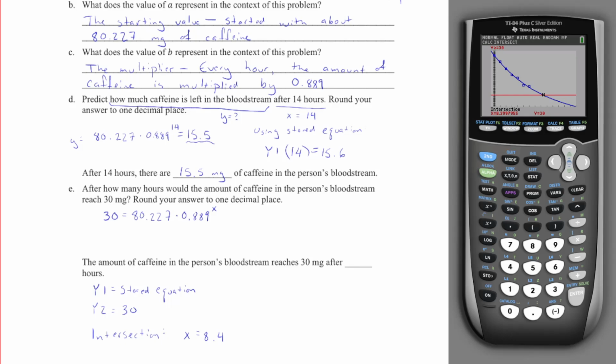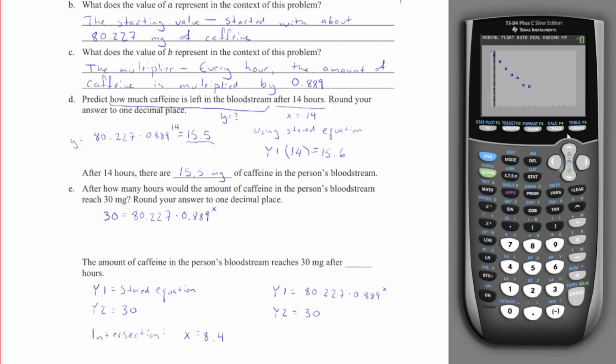Okay, now suppose just for a second that you aren't in the habit of always storing your regression equation, and you didn't store your regression equation. Well, you can type in your rounded equation. y1 equals 80.227 times 0.889 to the x. We'll keep the same y2, right, still 30.